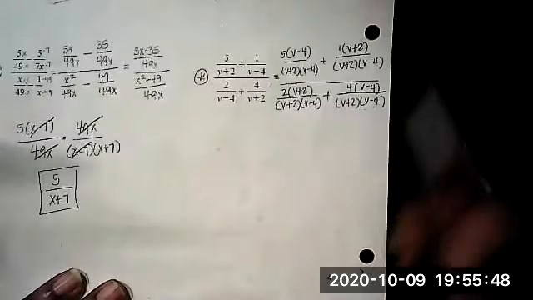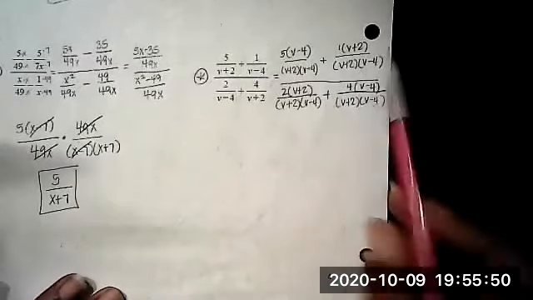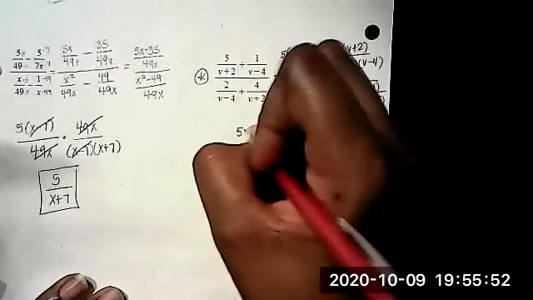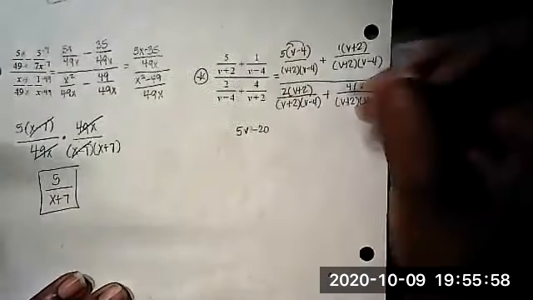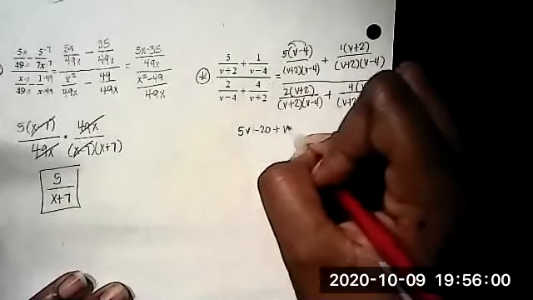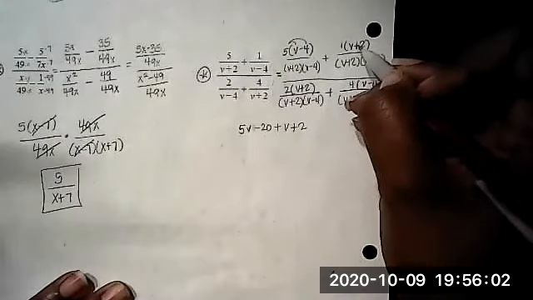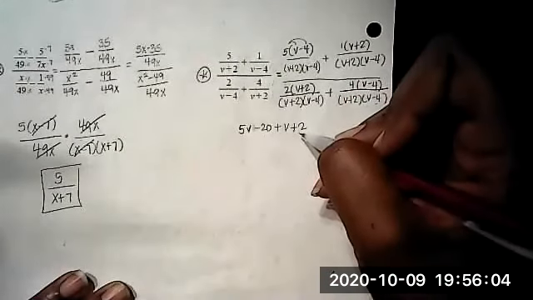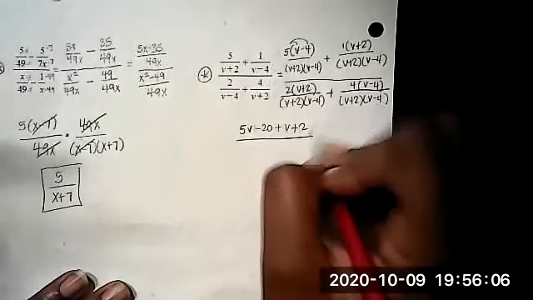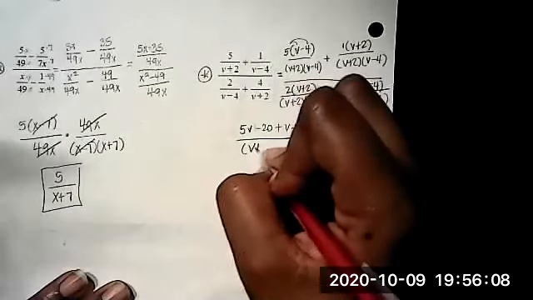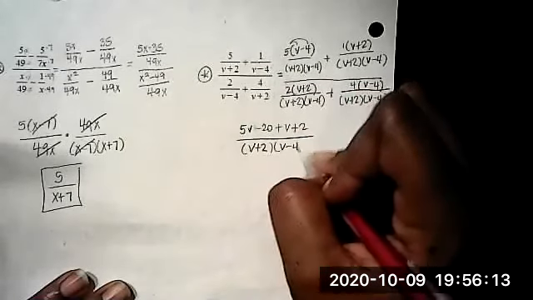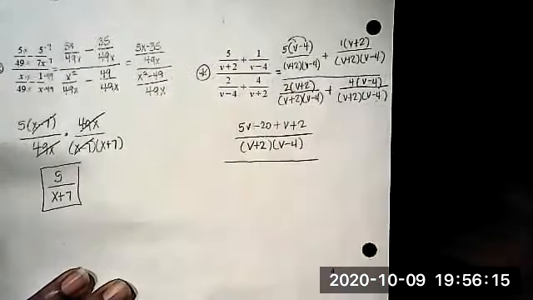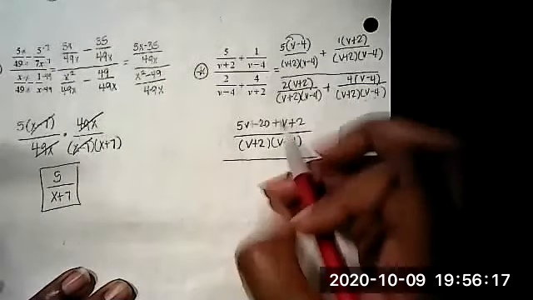Now, what you're going to do is combine like terms up here. So this becomes 5B minus, sorry, because you're distributing here, minus 20. And then this is plus B plus 2, because it just stayed the same, over B plus 2 and B minus 4.